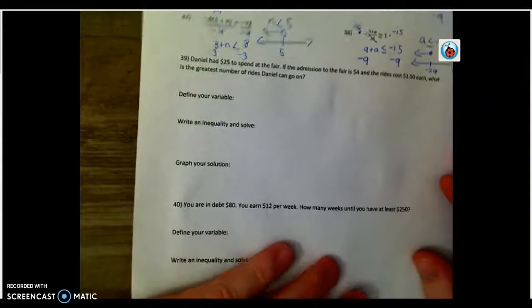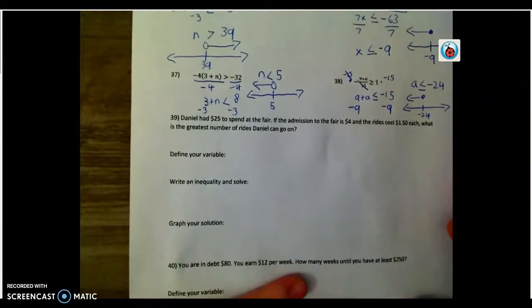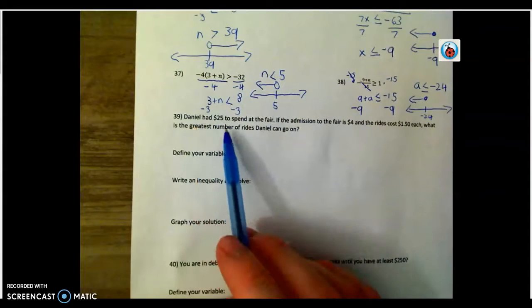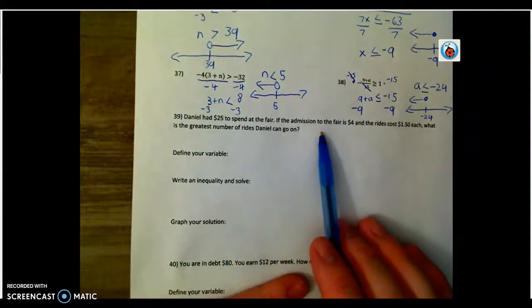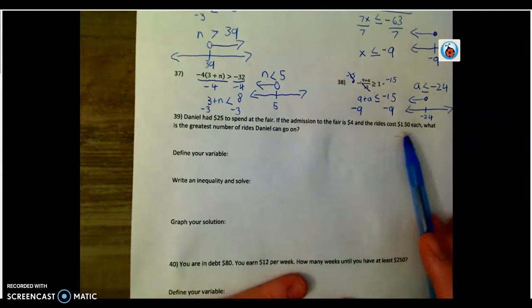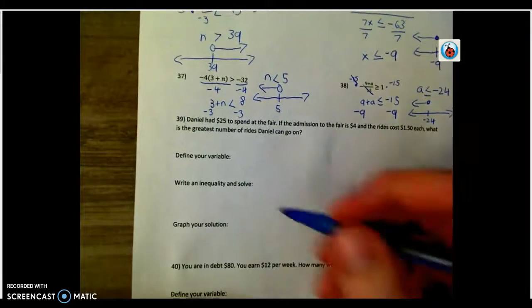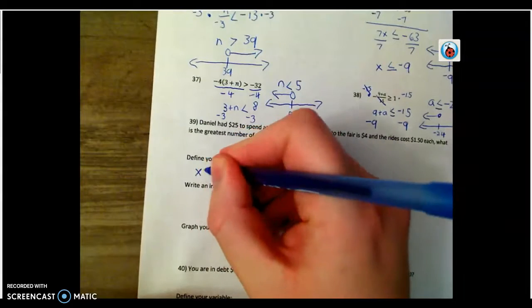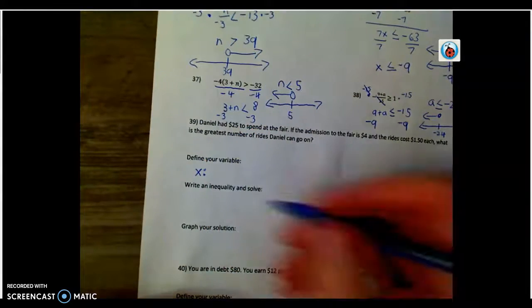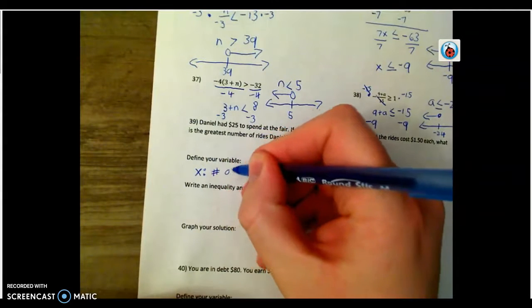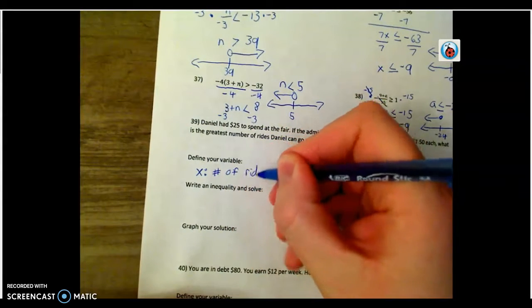And the only questions we got left are the word problems. Let's go through those quick. Daniel had $25 to spend at the fair. If the admission to the fair is $4 and the rides cost $1.50 each, what is the greatest number of rides that Daniel can go on? So start by defining your variable. x is going to be number of rides.